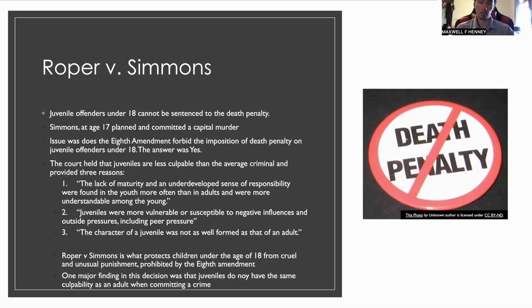Roper v. Simmons is what protects children under the age of 18 from cruel and unusual punishment prohibited by the 8th Amendment. One major finding in this decision was that juveniles do not have the same culpability as an adult when committing a crime.